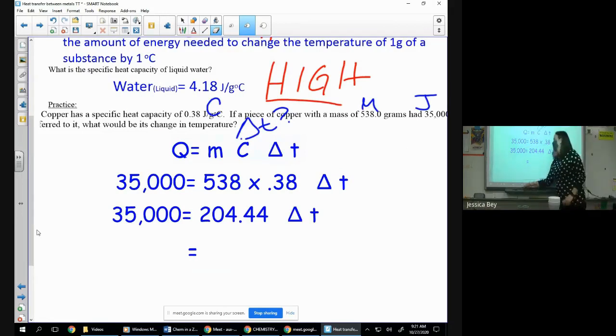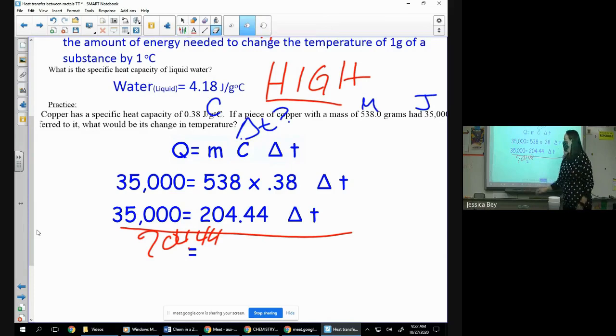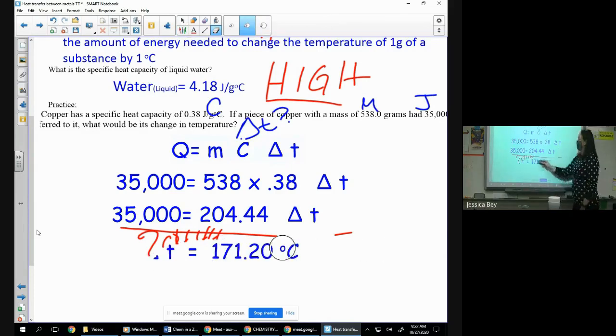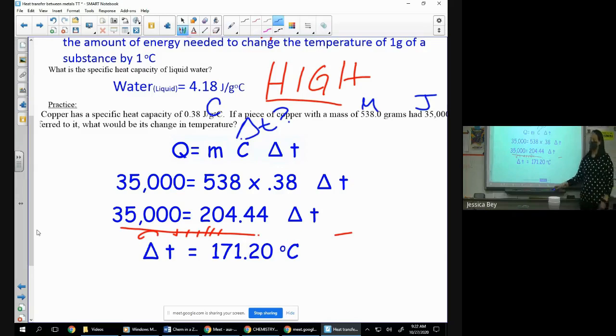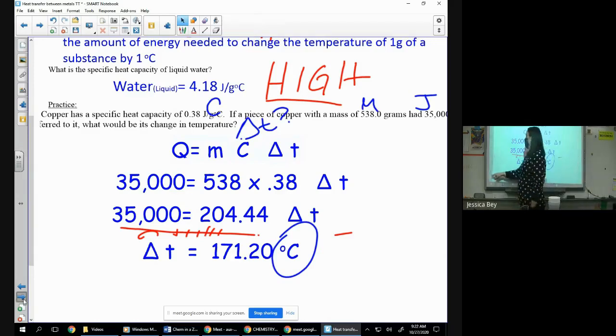And then in order to solve, I just divide both sides by whatever's stuck to the variable. So 35,000 divided by 204.44 gives me an answer of 171.2 or 171, depending on how you round. Make sure you have a unit of degrees Celsius on there. Does anybody have any questions on why I put which variable where, or how to solve for this? We will do more practice of these, especially tomorrow, because you're going to have math problems on the quiz on Friday. Okay, perfect.